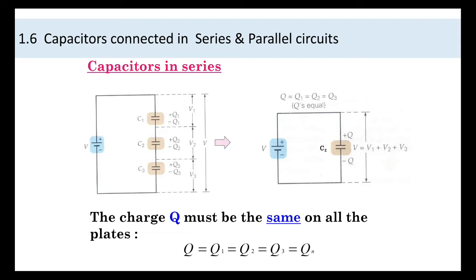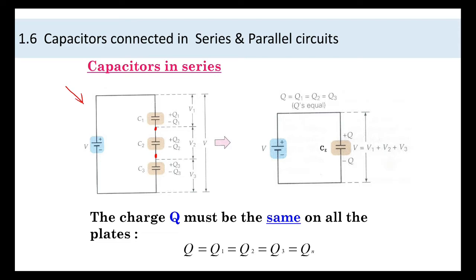So for the first step, you need to know what a series circuit actually is. A capacitor in a series circuit is connected side by side. As an example, we can look into this diagram. So C1 and C2 are connected side by side, and C2 and C3 are also connected side by side.